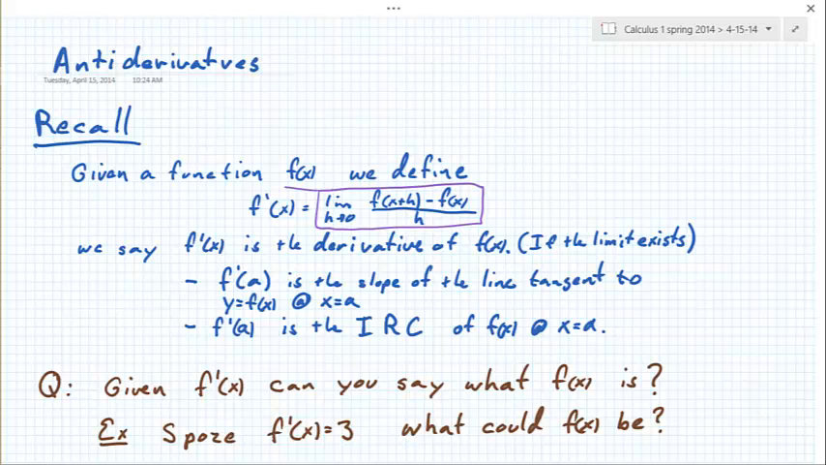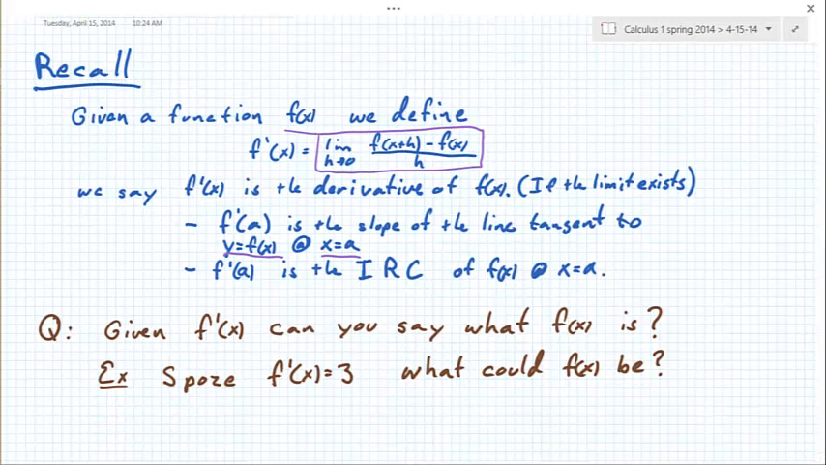And then we have an interpretation for the derivative. The derivative gives us the slope of the line tangent to the graph of the function at a point. So the derivative is like a slope function or a rate of change function. And also f prime of a, the derivative evaluated at a point, gives the instantaneous rate of change of the function at that point. So we've spent quite a bit of time calculating derivatives and interpreting derivatives.